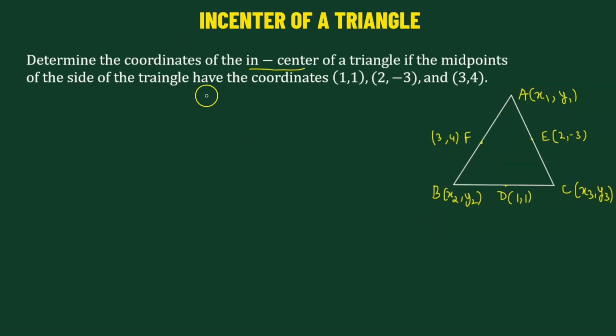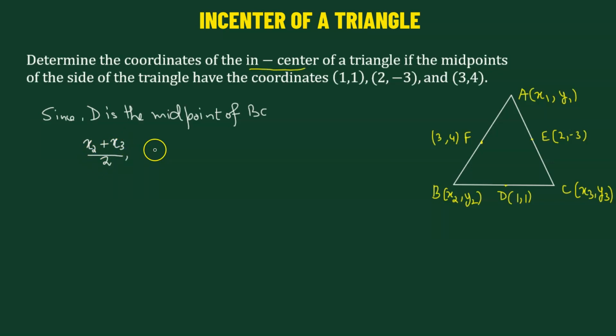So let's do that. Now we'll start with the midpoint D. Since D is the midpoint of side BC, if we add up the x coordinates of the endpoints, which are B and C, so we take the sum x2 plus x3, divided by 2, and for the y coordinate, we take the sum of the y coordinates, y2 plus y3, divided by 2. So this is going to be the coordinate of the midpoint D. And it is given that this value is (1, 1).